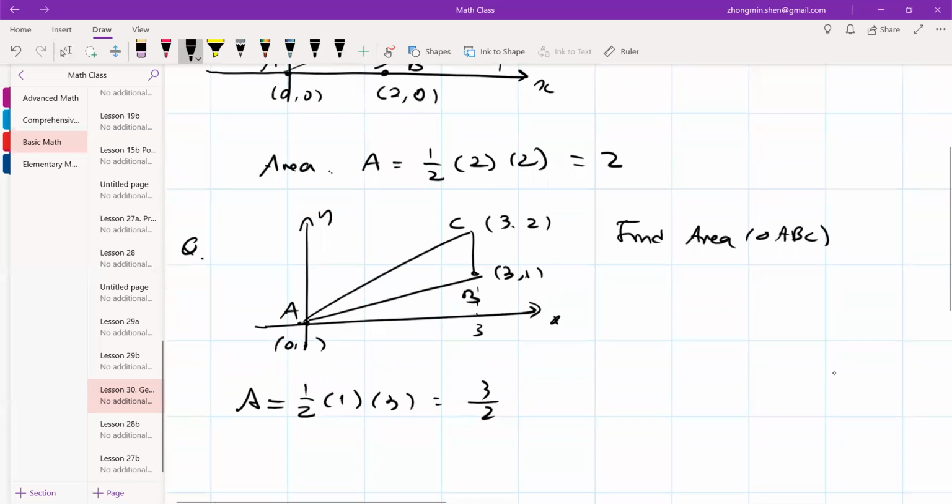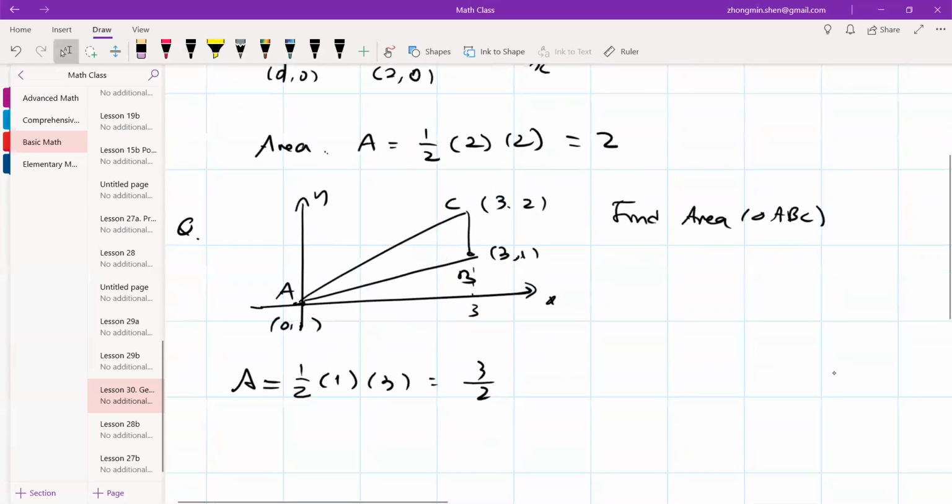Another way you can solve this problem is the area of the larger triangle subtract the area of the small triangle. Okay, the area of the larger triangle is the height is going to be 2, the base is 3, minus the area of the smaller triangle under that. So the subtraction gives you the area, the difference.